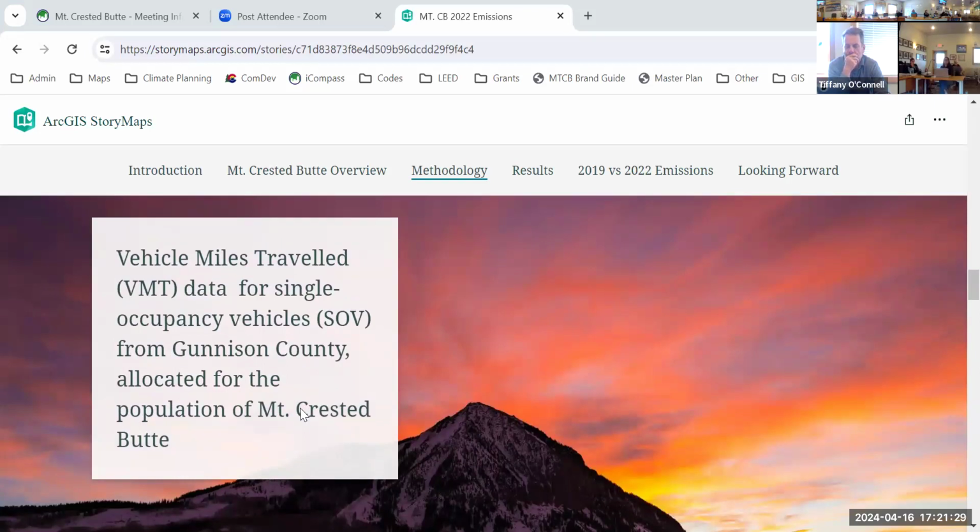One of the main aspects was vehicle miles traveled by single occupancy vehicles. And while we couldn't get direct data on exactly how much driving was occurring within the town boundary, we were able to get vehicle miles traveled, or VMT, data for the entire Gunnison County. To do our best estimate of how much this was actually in Mount Crested Butte, we used a per capita per day VMT and then allotted that to the population of Mount Crested Butte.